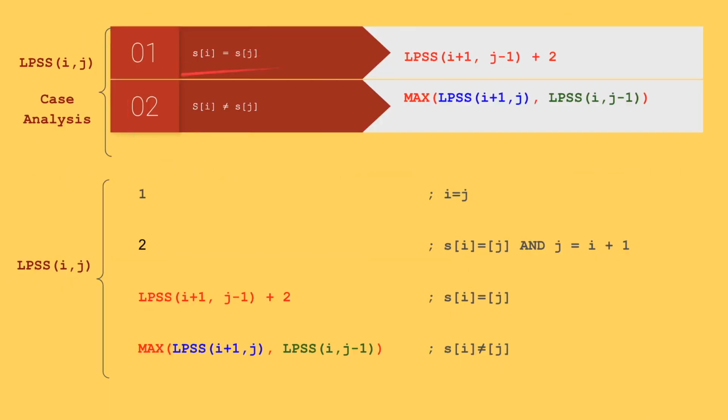Once you have this case analysis, you come up with your base cases, which are very simple. When i and j are equal, then the length of the palindrome subsequence is 1. If they are equal and j is exactly after i, then the value should be only 2. And then these are the two cases that we just saw.